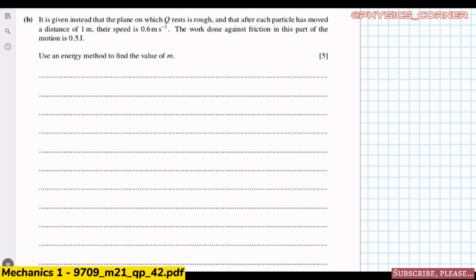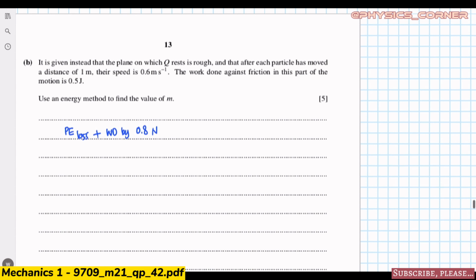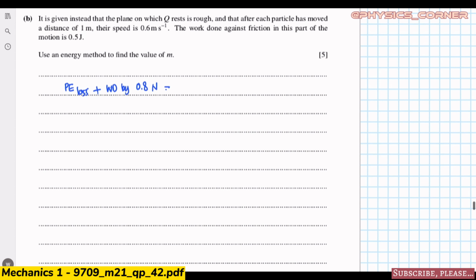I think we use the formula: potential energy loss plus work done by the 0.8 newton force becomes kinetic energy gain, plus work done against friction.